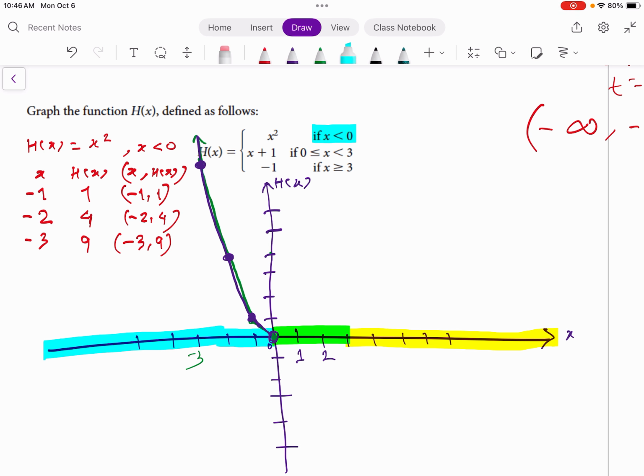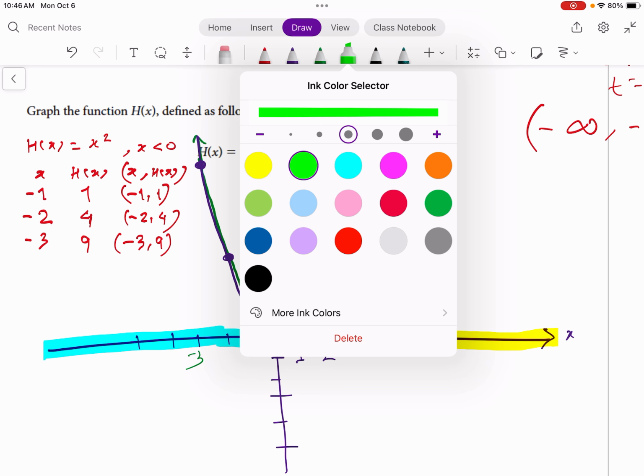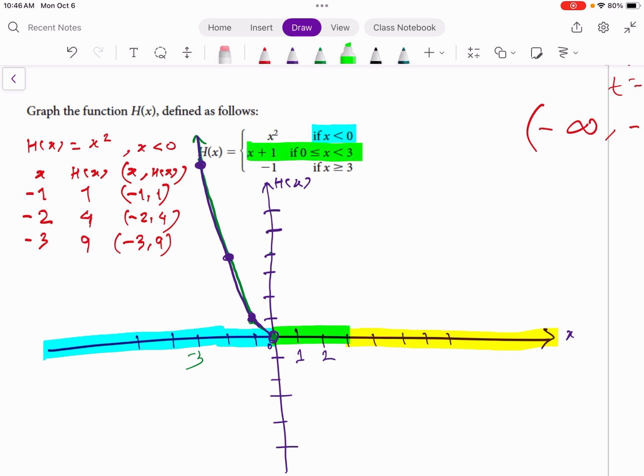Now next we have the green region. Green region means we are taking this part. So our h of x is x plus 1, and our x has to be greater than or equal to 0 and less than 3. What kind of function is this? This is a linear function. We get a straight line, and if we have a straight line, 2 points should be enough. So let's have our input x, output h of x, input, output, it gives us a point.